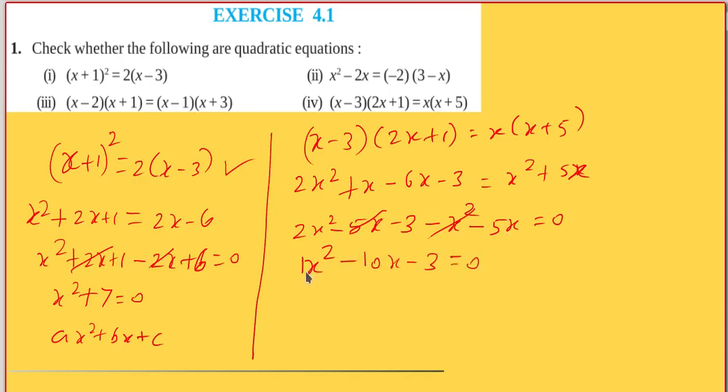So we have the equation of the form ax² + bx + c: x² term, x term, constant term. The x² term is there, and the coefficient is not equal to 0. So we have an x² term, so definitely we can say it is a quadratic polynomial. So the equation we are getting is also a quadratic equation, so the given equation is a quadratic equation.